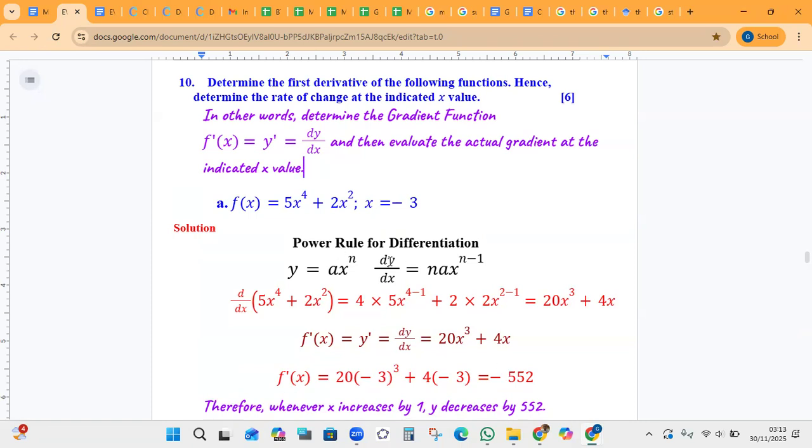So here's an example applying the power rule. Also, I could put y prime, or I could even put f prime of x. It's the same. It means the same, just different notation. So that's what you do.